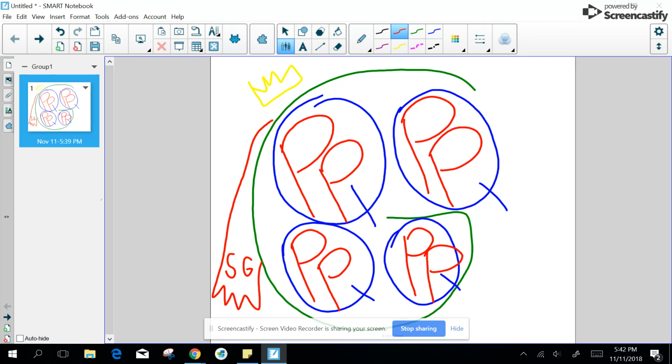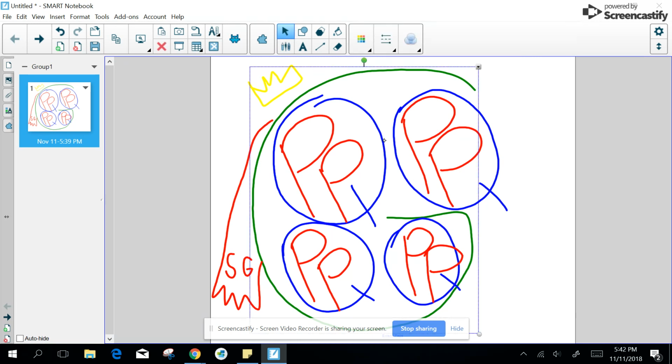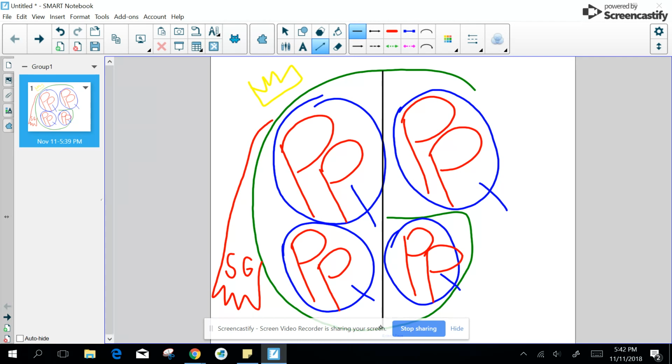So if someone says, how many quarts are in a gallon? You would say 4. They could ask you how many quarts are in half of a gallon, and you would say 2 quarts, because this would be half.